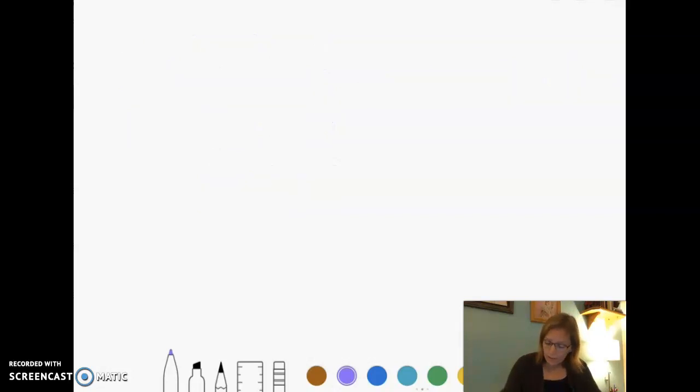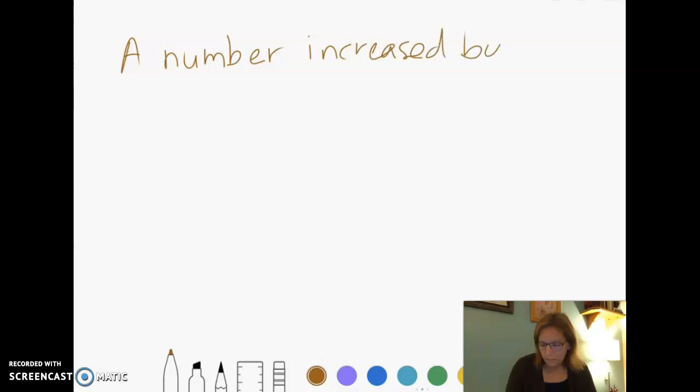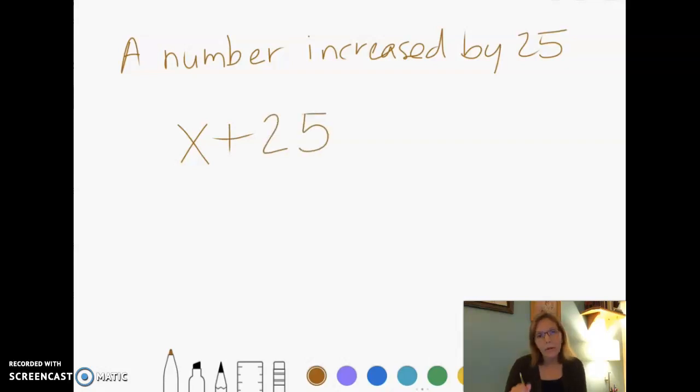If it says a number increased by 25. I'm going to pick any variable for my number because I don't know what the number is, so I have to use a variable. Increased means what? It means add or plus by 25. A number increased by 25. All right.